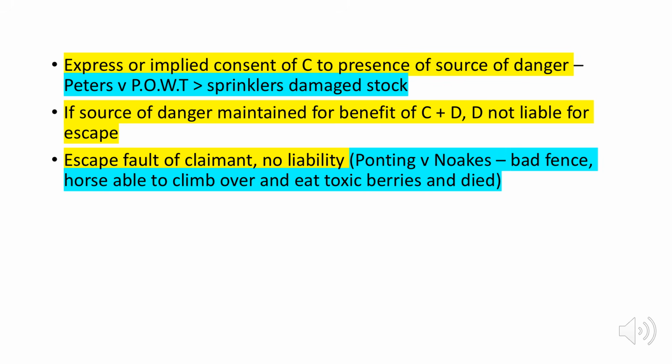Some other defences that don't really fit in anywhere. You've got express or implied consent of C to the presence of the source of danger. If the source of danger is maintained for the benefit of C and D, then D is not liable for escape. And the escape being the fault of the claimant means no liability, so Ponting v Noakes.